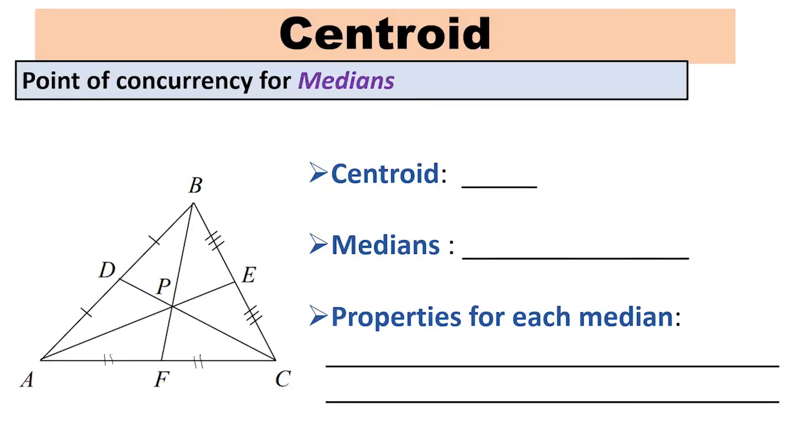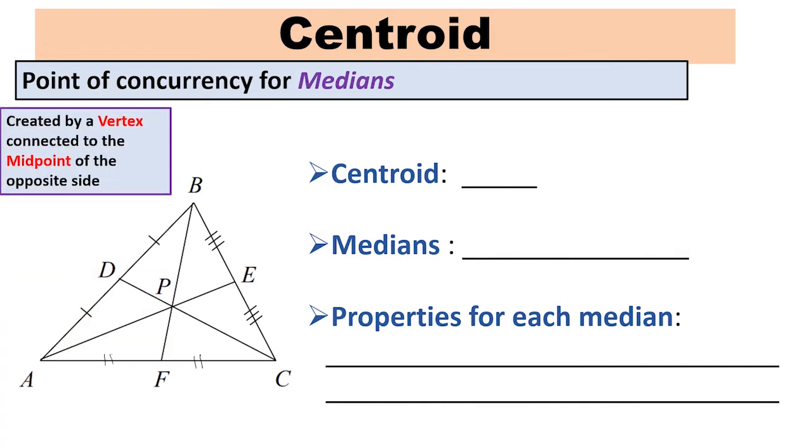So the centroid is the point of concurrency for medians, or it is where the three medians intersect or meet in a triangle. And remember, a median is created by a vertex connected to the midpoint of the opposite side. So the centroid here would be P, because it is where all of these medians intersect.